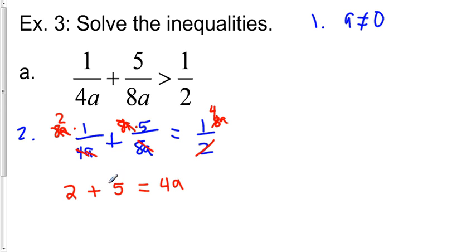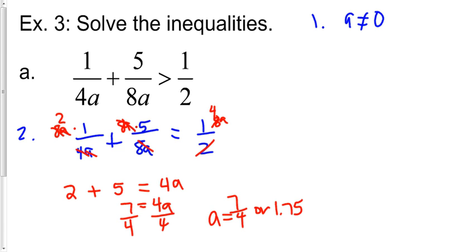So now my equation is 7 equals 4a, divide each side by 4, and I'm going to leave it as a fraction. a equals 7/4, okay? Or you could say 1 3/4, 1.75, whatever you want to say. So I'll change this into a decimal, I guess, for some of you who like decimals. Okay, so now we've solved the related equation.